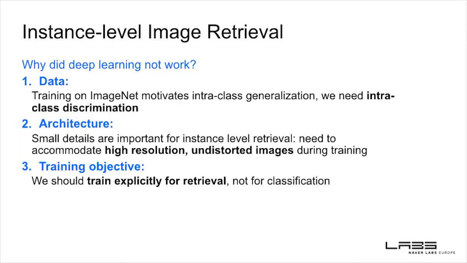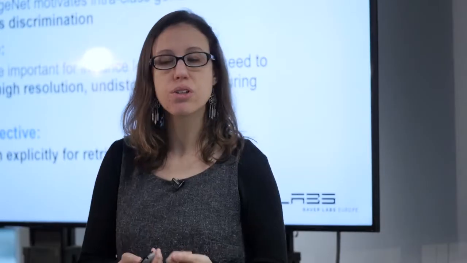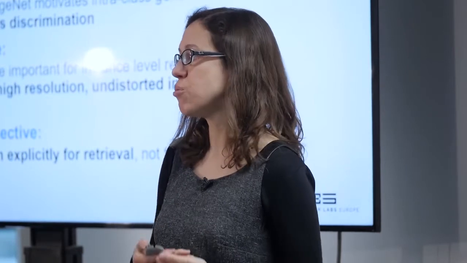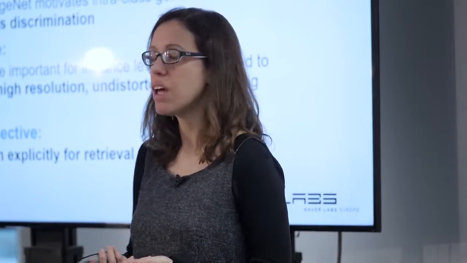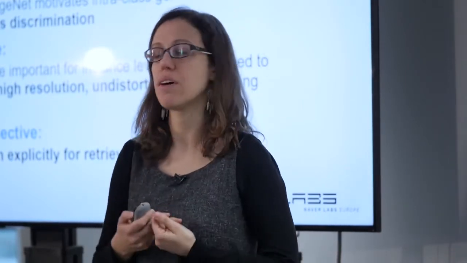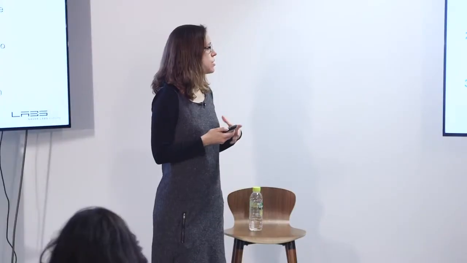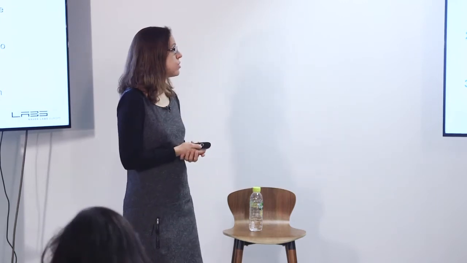Finally, the training objective itself. Because when you apply deep learning for retrieval, you are training a representation. So there's some learning involved. And most of the approaches would learn using a classification loss. And we're not doing classification here, we're doing retrieval. So what if we design a training mechanism that is suited for that task? So those are 3 limitations we thought would prevent deep learning from working as well on retrieval as it should.